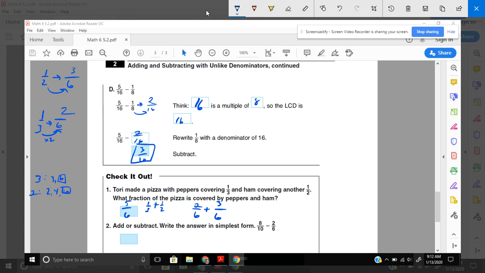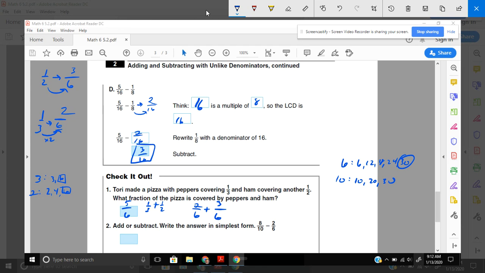And lastly, if I'm looking at 8/10 minus 2/6, what is a common denominator here? Well, let's see. If I had 6 and I had 10, what are my multiples? 6, 12, 18, 24, 30. Looks like it's going to be the first one. That will work.